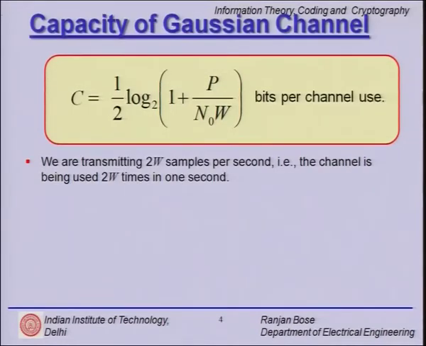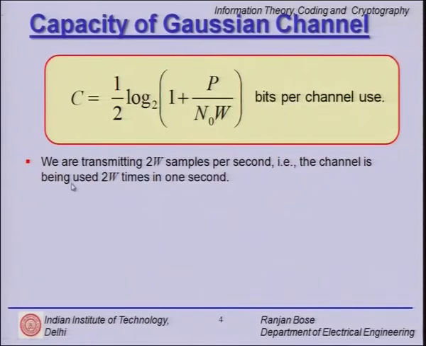So, let us go back to the capacity of a Gaussian channel, and if you remember from the previous class, we derived that the capacity C is equal to half log to the base 2 of 1 plus P over n naught W bits per channel use. So, this was the penultimate step where we said that the capacity, still being measured in bits per channel use, is defined as follows. Since the log to the base 2 is being used, hence the units are in bits.